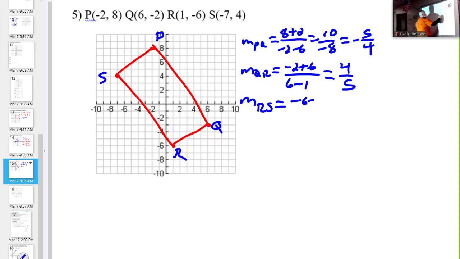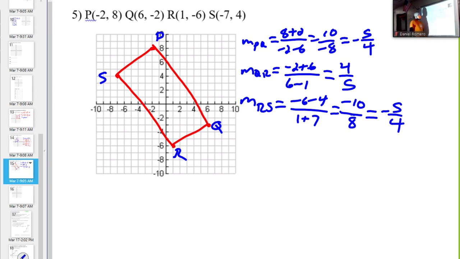The slope of RS is -6 minus 4 over 1 plus 7. So you've got to change the -7 to a plus. That gives me -10 over 8. Positive divided by negative is negative, and that gives me -5 over 4.